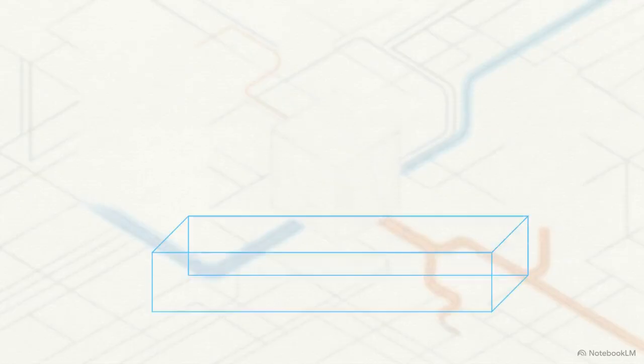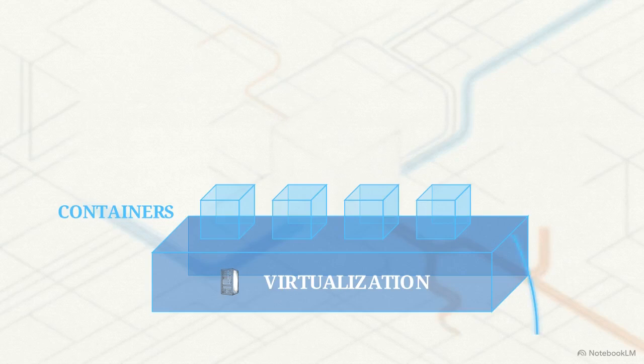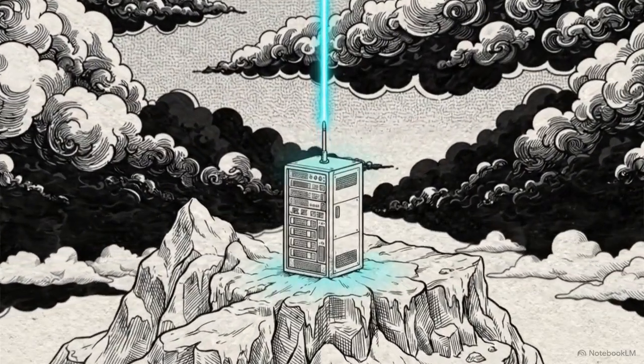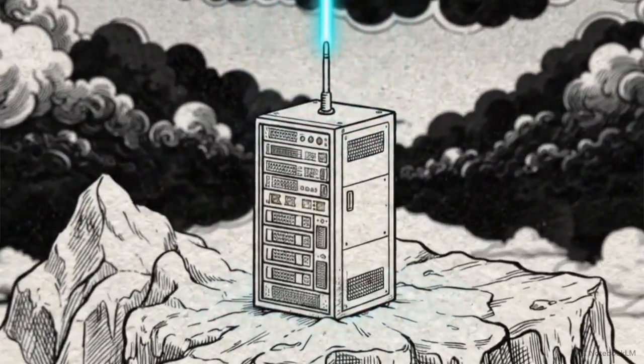From the initial layer of virtualization up through containerized deployments and planetary scale storage, ultimately, you are looking at the blueprint for a resilient system designed to survive at the absolute edge.